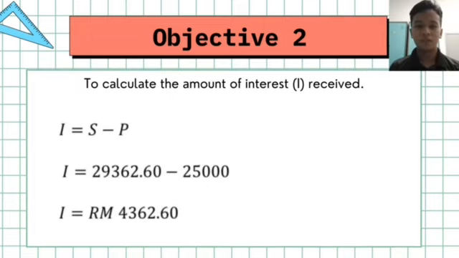For objective 2, to calculate the amount of interest I received, we use the formula I equals S minus P. S is equal to 29,362 ringgit and 60 cents and P is equal to 25,000 ringgit. The answer we get is 4,362 ringgit and 60 cents.